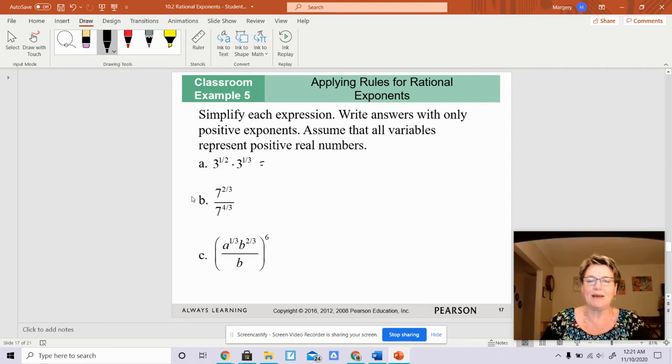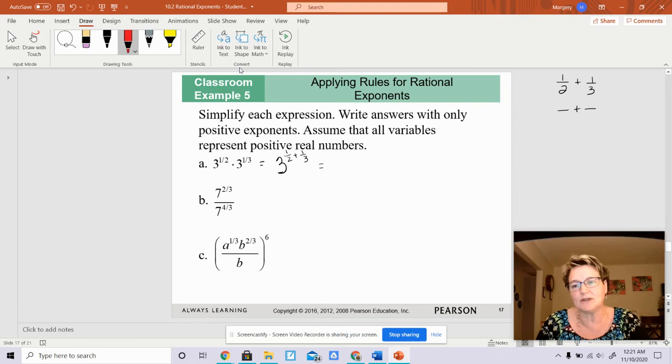When you multiply powers, you add the exponents. So on this one, my base is 3, and I'm going to have 1/2 plus 1/3. Now, when you add fractions, you got to have a common denominator. So I'm going to work over here, 1/2 plus 1/3. 2 and 3 are not common denominators. I know 2 times 3 is 6. So 6 is a number that both 2 and 3 can be evenly divided into.